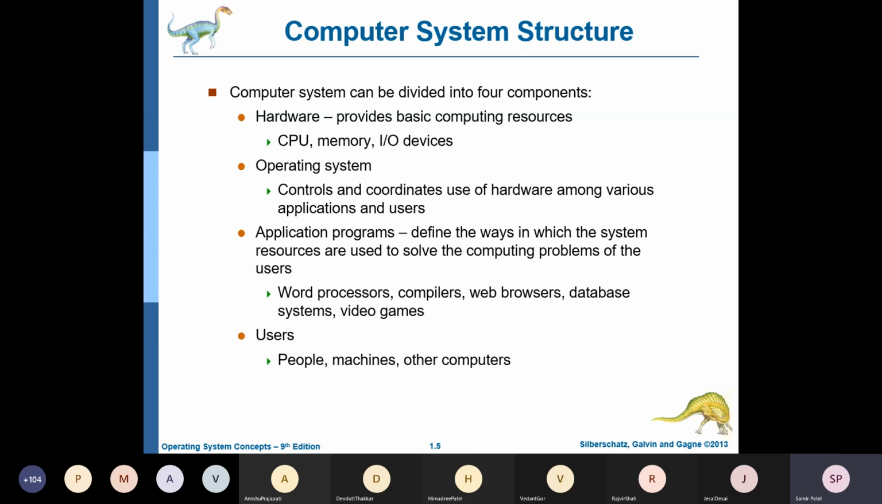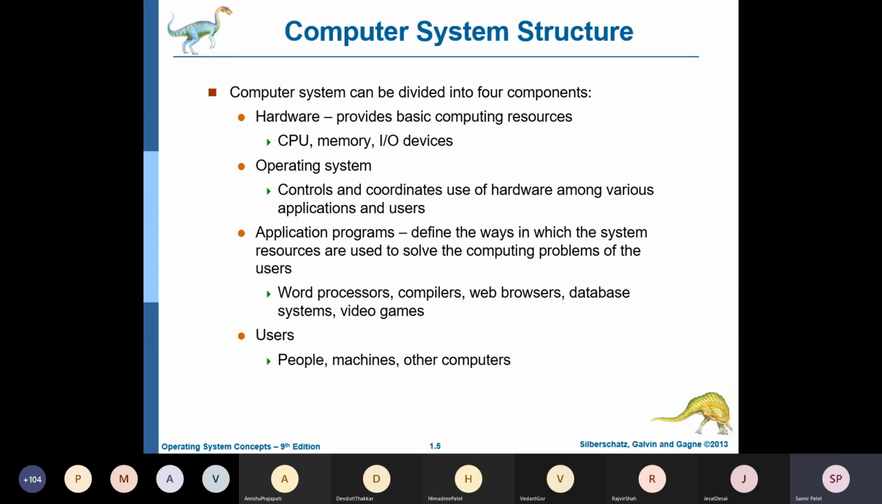So hardware, we know these are the basic computing resources like CPU, memory, and IO devices. As far as the operating system is concerned, it controls and coordinates the use of the hardware in the most efficient manner, basically for the application programs and the user programs. Basically, when the user is typing the code and wants to execute any program, it becomes an application, right?